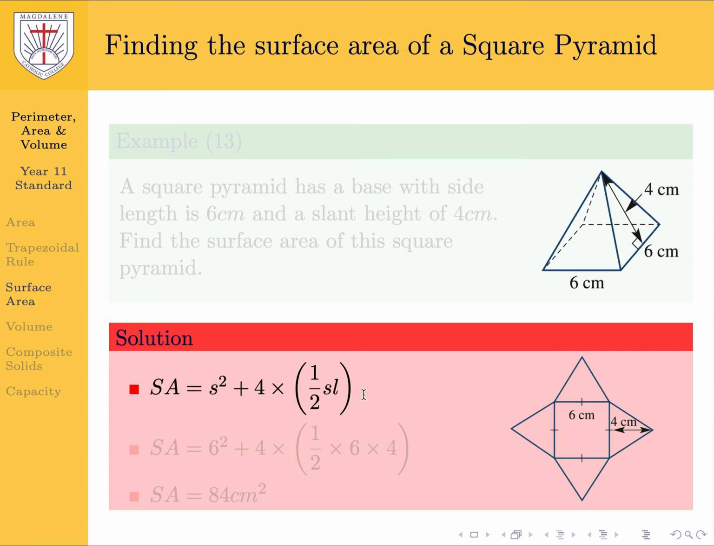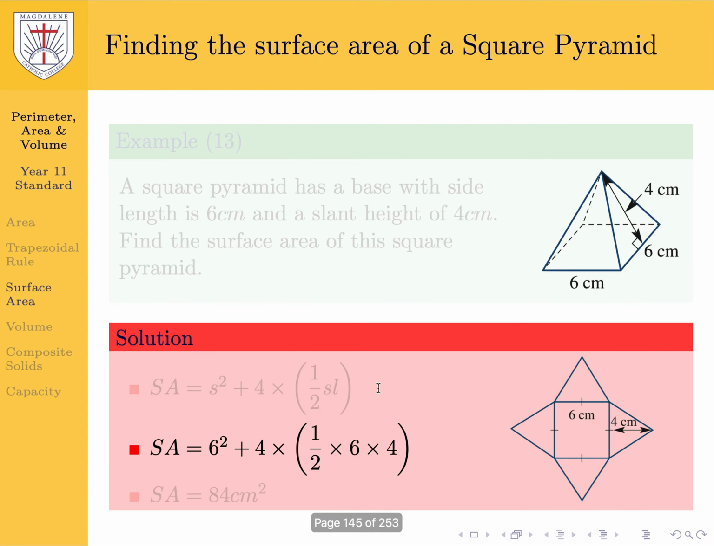So we'll substitute those values in. Wherever there's an S, it becomes a 6. Whenever there's an L, it becomes a 4. And then we just take that formula with all the input values and put it in the calculator, and we'll get a result of 84 square centimeters.